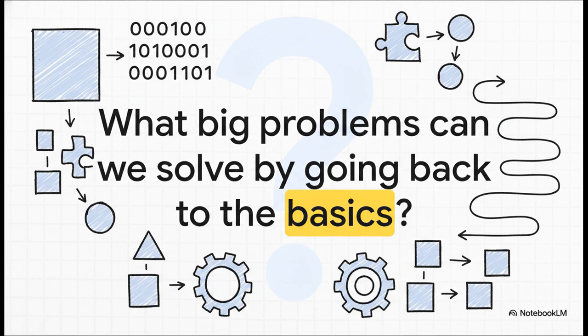And that kind of leaves us with a final thought to chew on. We've just seen how the most mind-blowingly complex software in the world is built from the simplest possible set of rules. It really makes you wonder, doesn't it? What other huge, seemingly impossible problems in our own lives could we solve if we just found a way to break them down to their most basic, fundamental parts?